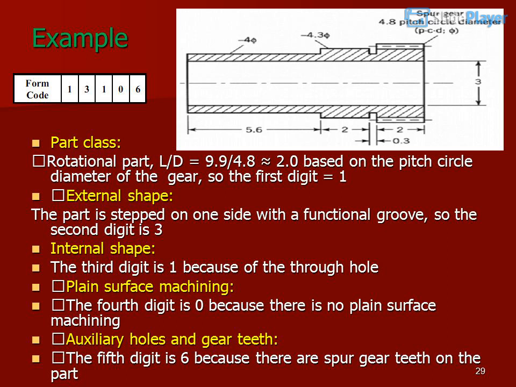Plane surface machining. The fourth digit is 0 because there is no plane surface machining. Auxiliary holes and gear teeth. The fifth digit is 6 because there are spur gear teeth on the part.